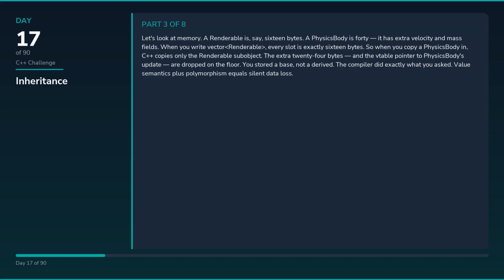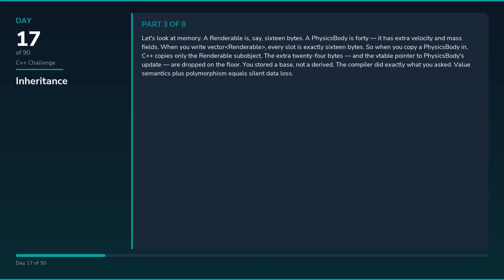Let's look at memory. A Renderable is, say, 16 bytes. A PhysicsBody is 40, it has extra velocity and mass fields. When you write vector<Renderable>, every slot is exactly 16 bytes. So when you copy a PhysicsBody in, C++ copies only the Renderable subobject. The extra 24 bytes and the vtable pointer to PhysicsBody's update are dropped on the floor. You stored a base, not a derived.